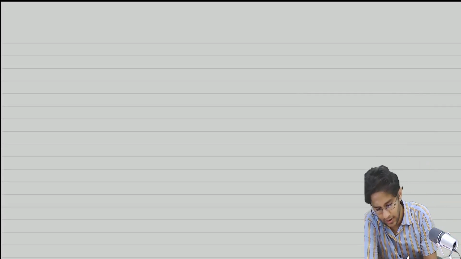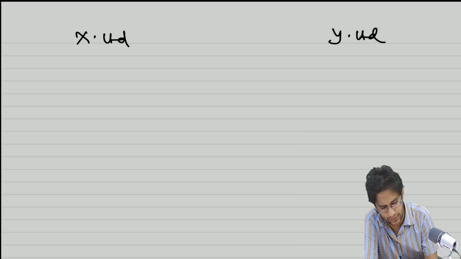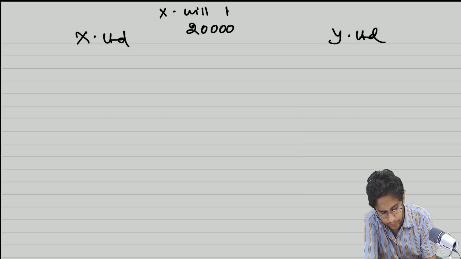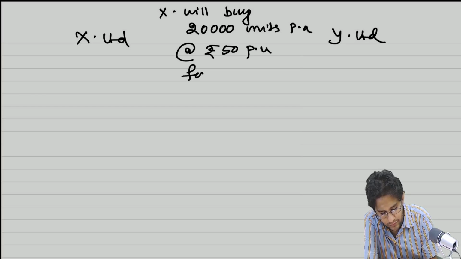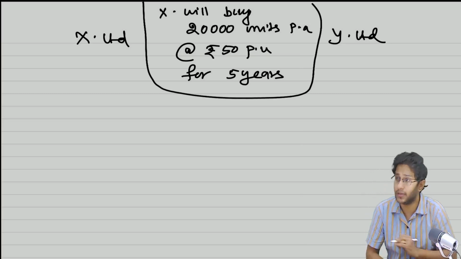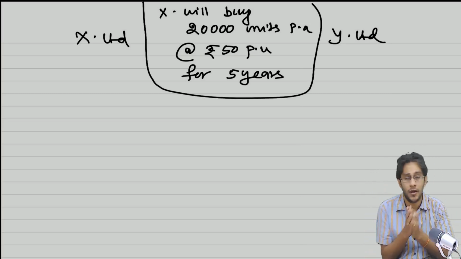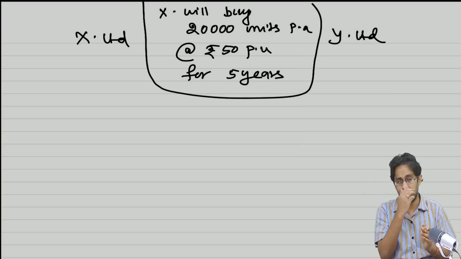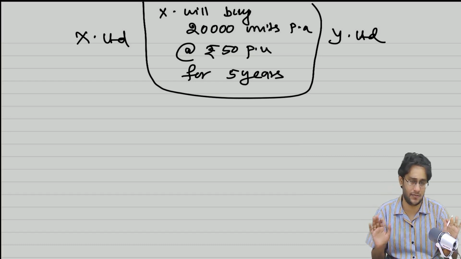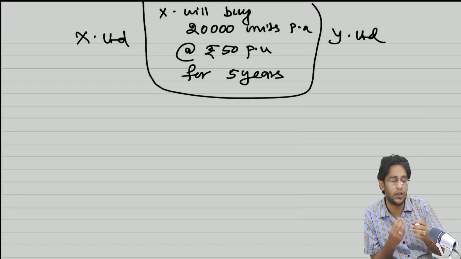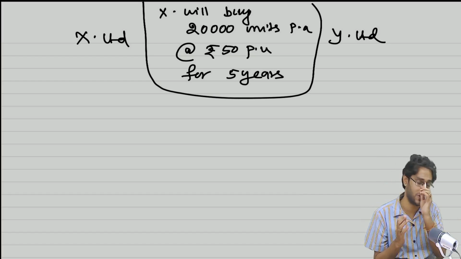Now look at this. X Limited, Y Limited. They agree into some purchase contract. That means X will buy 20,000 units per annum at the rate of rupees 50 per unit for 5 years. This is the contract between X Limited and Y Limited. Now, 5 years contract. Sir, the price is fixed. Goods are going to be purchased by X Limited at 50 rupees. Y is going to sell them at 50 rupees.